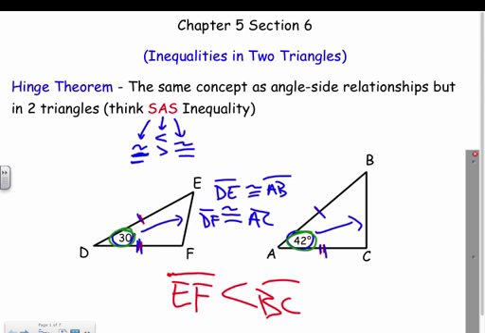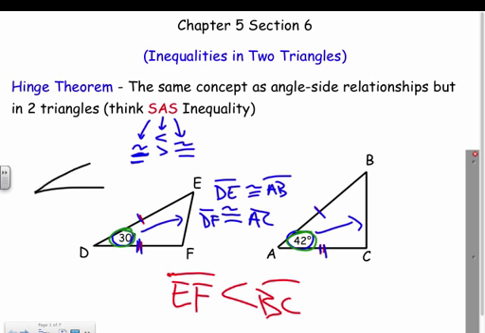It couldn't just be two random triangles. You can't just compare the angles and the side opposites on any one. They have to have the side-angle-side. And we're going to use that. So that's called the Hinge theorem. And if you think about it, it's like a hinge. The hinge is something you can kind of move.